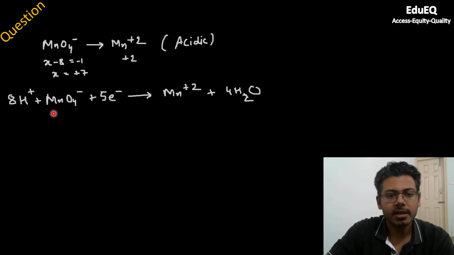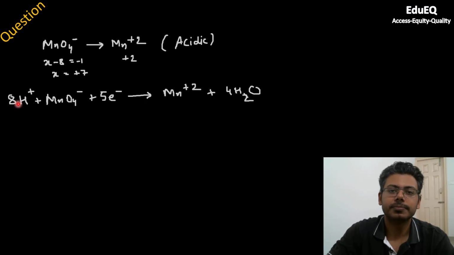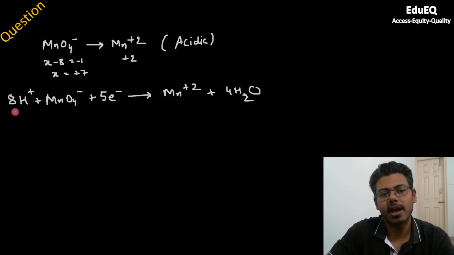So what will you do? MnO4 minus plus 5 electrons is giving Mn plus 2. But to balance the oxygen, you have to add 4 water here, because this is acidic medium. You cannot do it with OH minus. You have to add water. And to balance the hydrogen, you have to add H plus. Now you don't have to add hydroxide on both sides, because this is acidic medium, and in acidic medium, you can have H plus ions existing in the solution. So this is how the balancing is done.